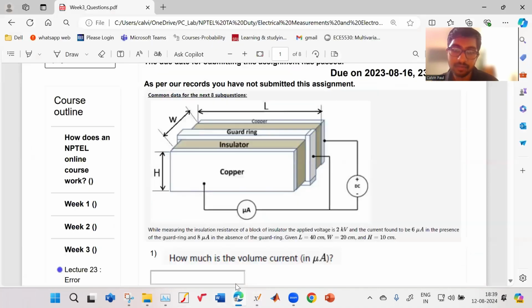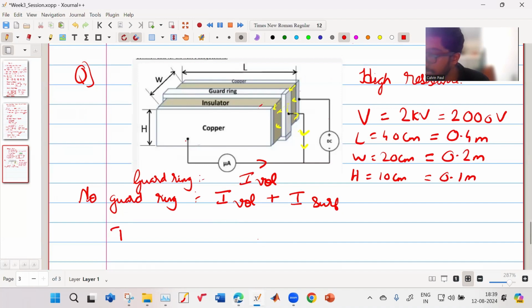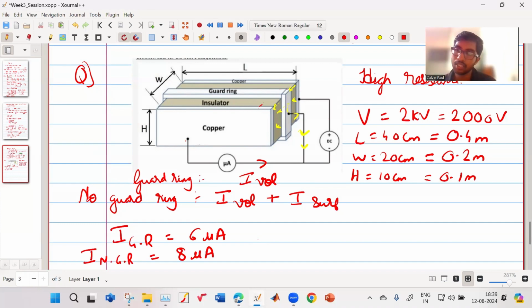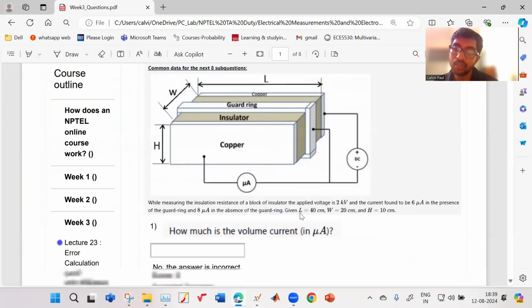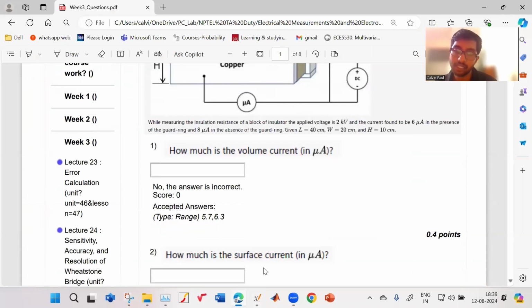Next, they are saying that the current is found to be 6 microampere in the presence of the guard ring and 8 microampere in the absence of guard ring. So when the guard ring is there, the current is 6 microampere. When there is no guard ring, the current is 8 microampere. So till now, what data is common for these questions, I have noted down. Now the first question is how much is the volume current and how much is the surface current?